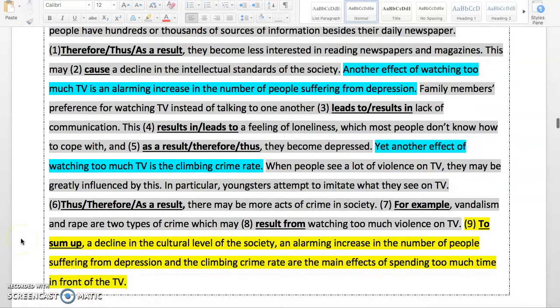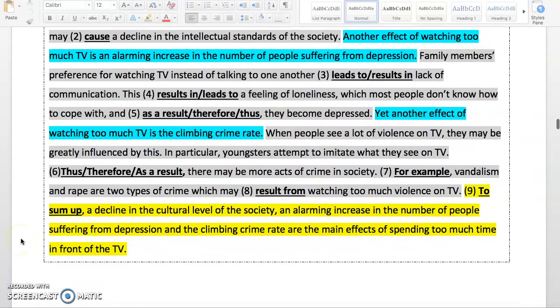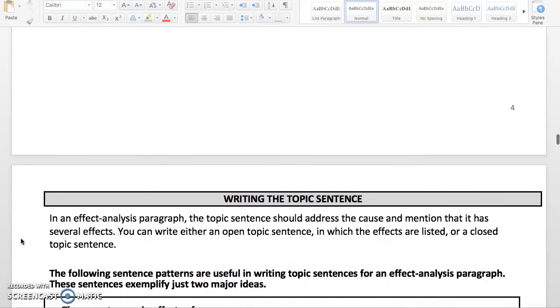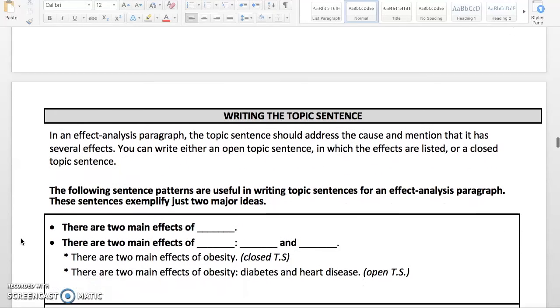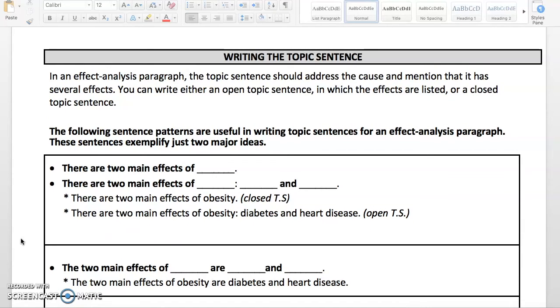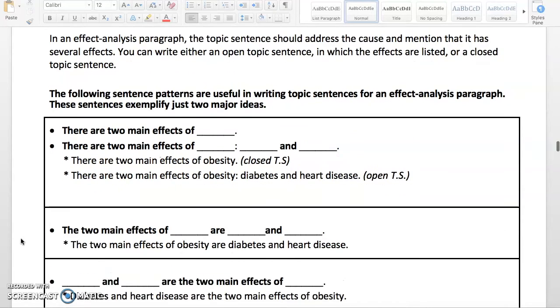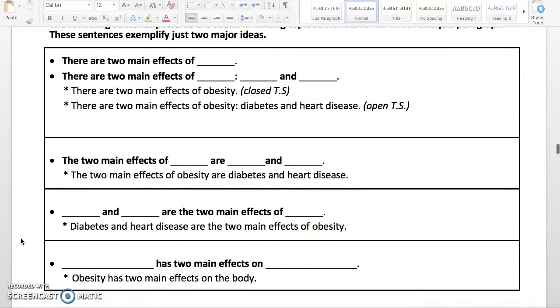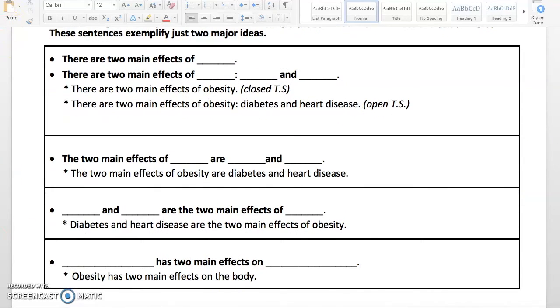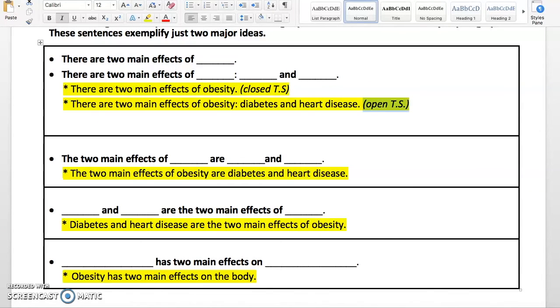All right, we are getting closer to writing our own paragraph. So, this time we are on page 4. We are going to focus on how to write a good topic sentence for an effect paragraph. First of all, pause the video and have a look at this chart here. Then we will have a look at it together. Okay, we see 4 different structures here for topic sentences. First of all, we have our famous there is, there are structure. You can have a closed or open topic sentence with this structure.